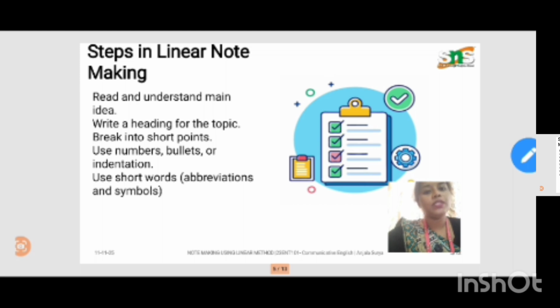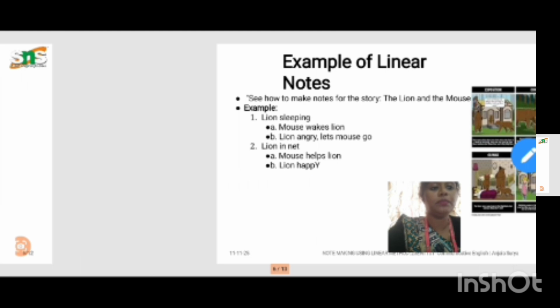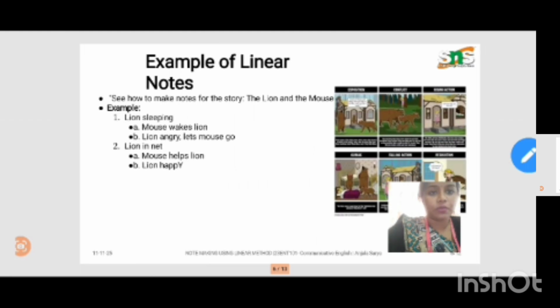And the next one is using numbers, sometimes bullets, and sometimes indication signs and symbols. That is more effective in linear note making. Symbols are very effective ones. And here I have showcased a few examples of the linear method, so you can see it as an example.